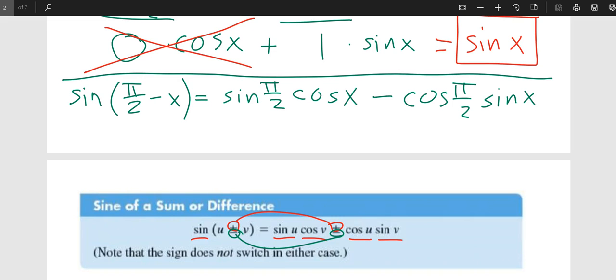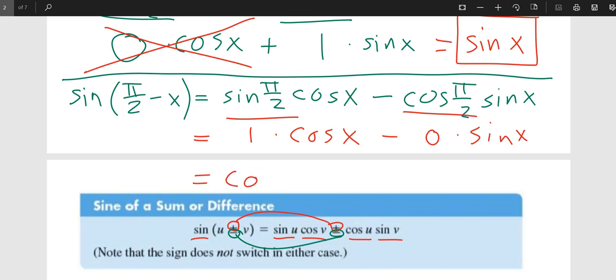Okay, what's the sine of pi over 2 again? 1. And what's the cosine of pi over 2? And what are we ending up with? Cosine x. Yeah, I know you told me it was cosine x.